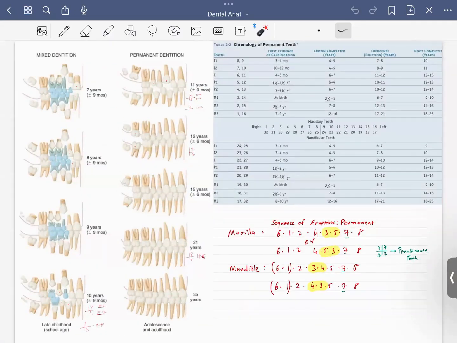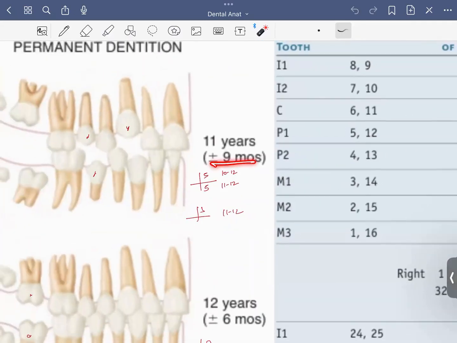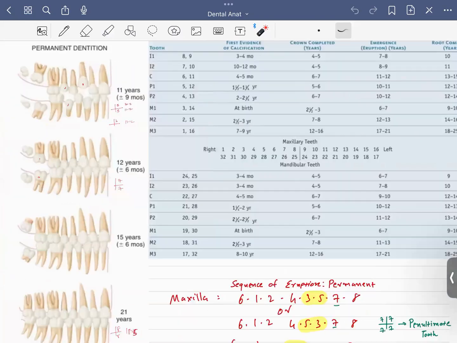All right. And at 11 years plus or minus 9 months is when the maxillary canine is also erupting, that is 11 to 12 years, and maxillary and mandibular second premolars will also erupt, that is 10 to 12 years. So this is very important to remember.